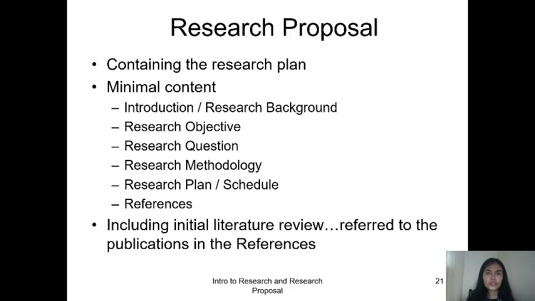So we are coming to the research proposal. The research proposal contains the research plan. It should have at least the research background, the objective, the question, the methodology, the schedule, and the references. I'm pretty sure that our research proposal template has covered all of this content. Okay? And for the references, I want you to also check the references format using the previous documents.